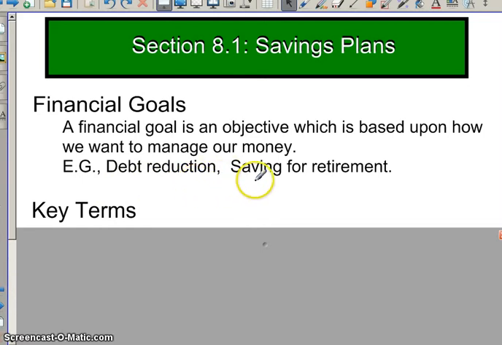Another goal could be saving. There might be something you want to save for in the future. Let's look at some of the key terms.